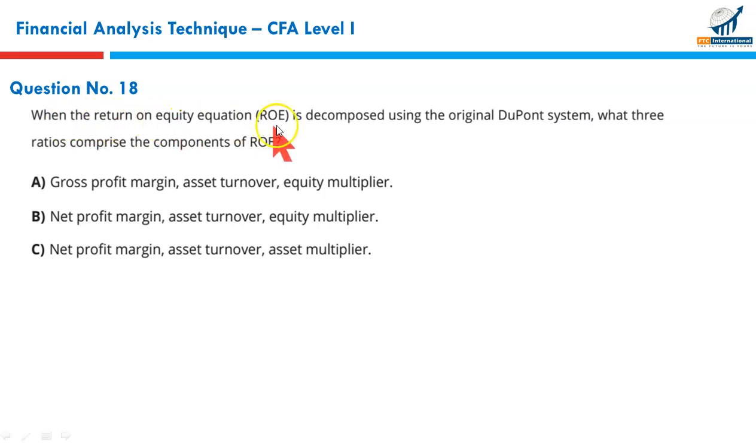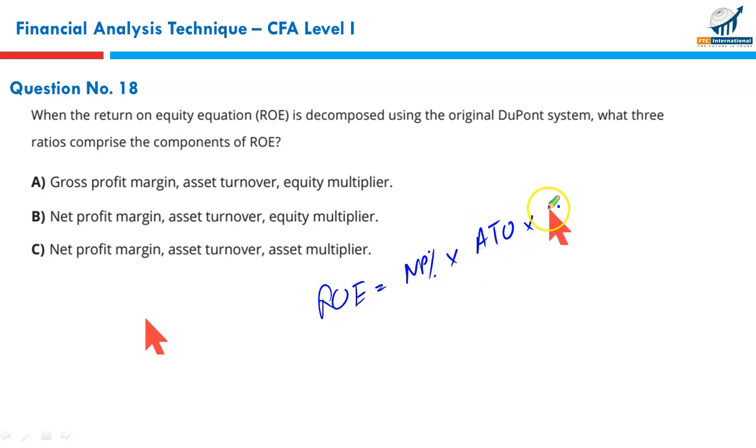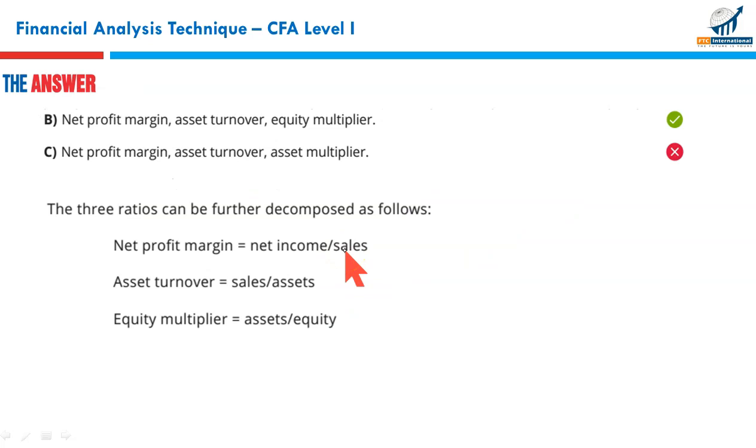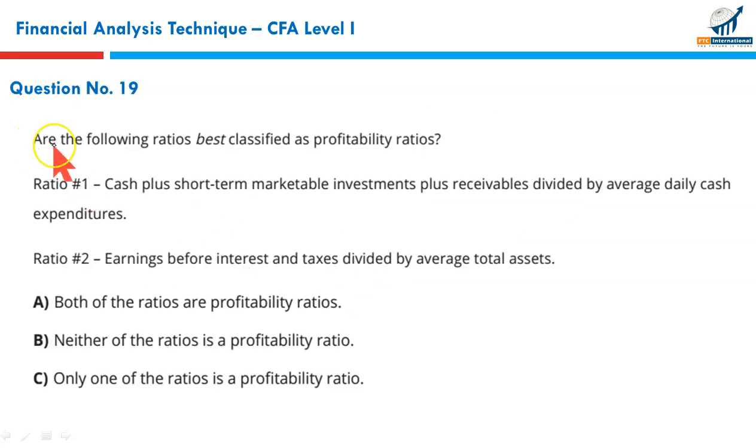When the return on equity is decomposed using the original DuPont system, what three ratios comprise the components of ROE? We've just seen the return on equity is equal to net profit percentage times assets turnover times the leverage ratio, or called the equity multiplier. Here we go. B, net profit margin, assets turnover, and equity multiplier, also called the leverage ratio. So that makes B the correct option, and B it is. Next. Alright, it's a good one.